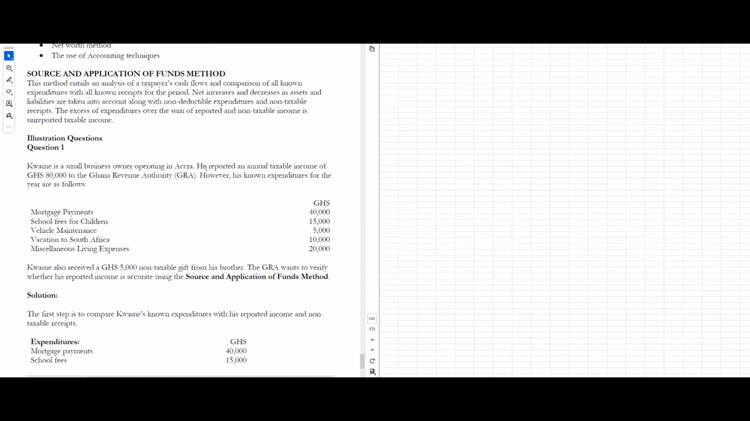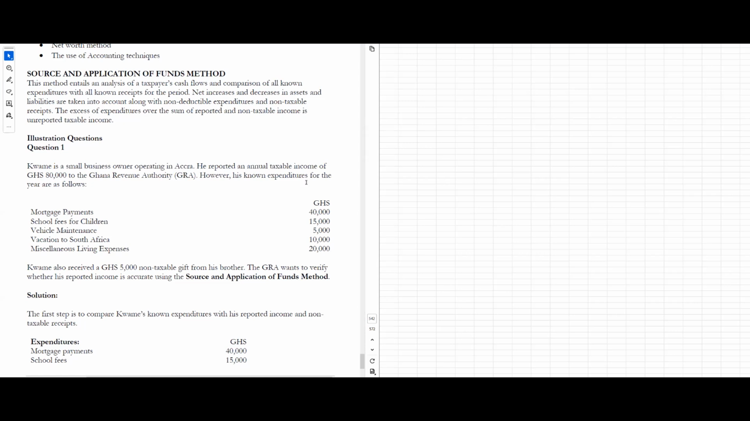Kwame is a small business owner that operates in Accra. He reported an annual taxable income of 80,000 to GRA. Can you see that? You remember when we started, I told you that your expenses are also your income. Do you remember? So how much did he report to GRA?